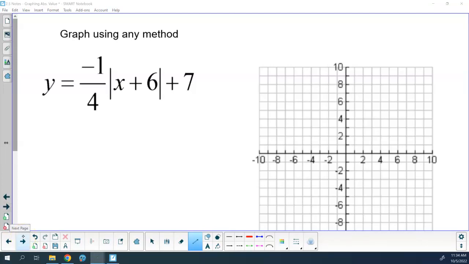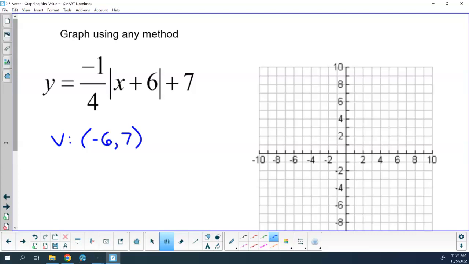But so where is the vertex? -6, comma 7. So that's left 6, up 7, right there. Okay. What is my right side slope? -1/4. As written, it's the a value. So that's down 1 and right 4. Down 1, right 4. Down 1, right 4. Down 1, and right 4.